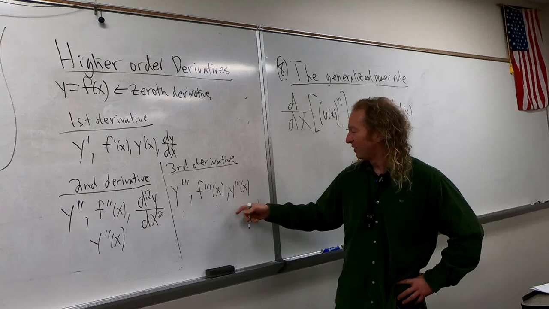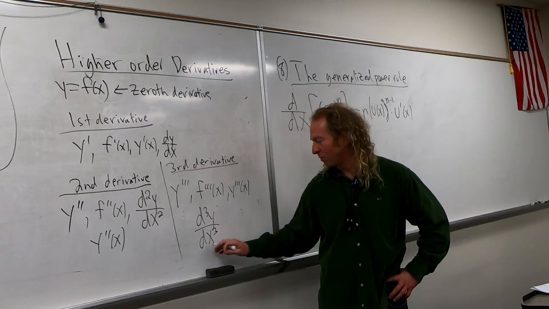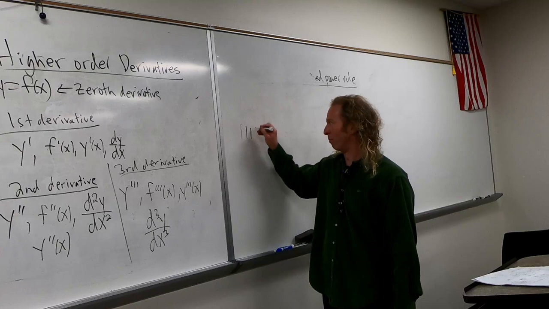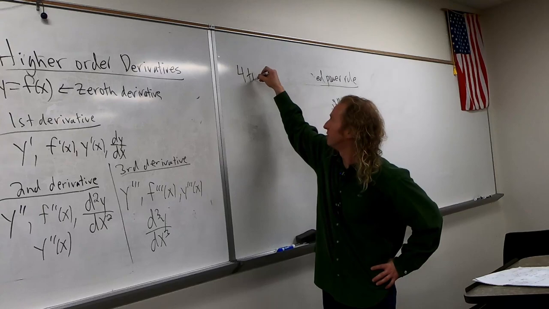And then something weird. I have to do one more just because something weird happens when you get to four. When you get to four, people get tired of writing the prime symbols. They don't do prime, prime, prime, prime. No one does that. They say that's too many primes. So what they do is something else. So fourth derivative.